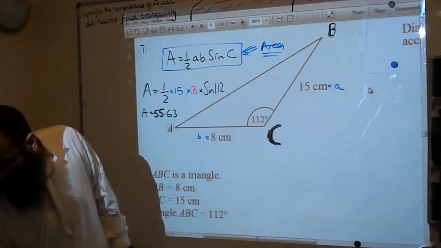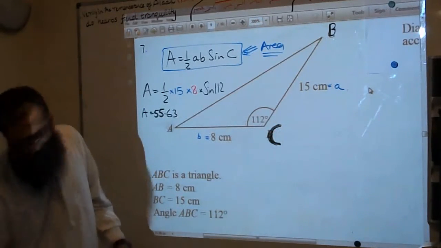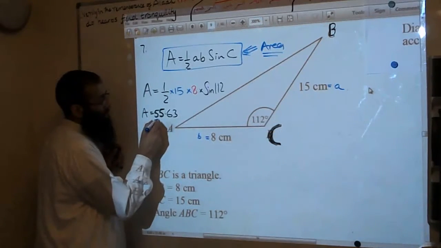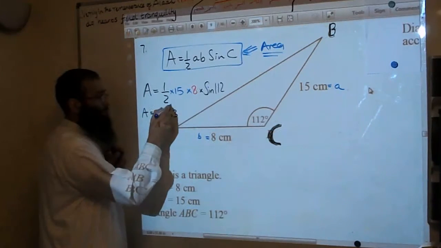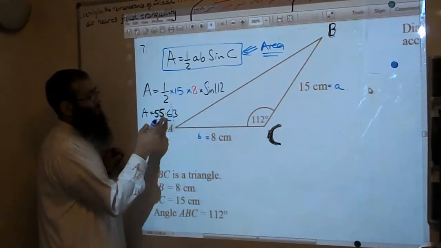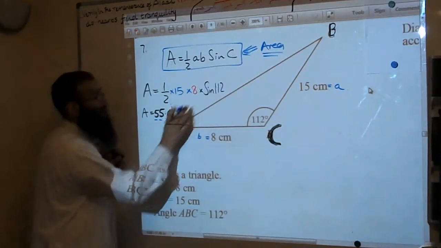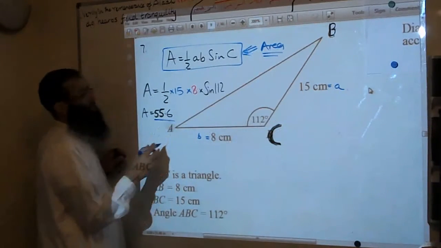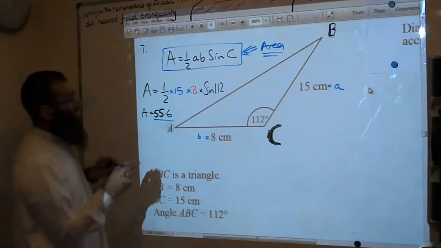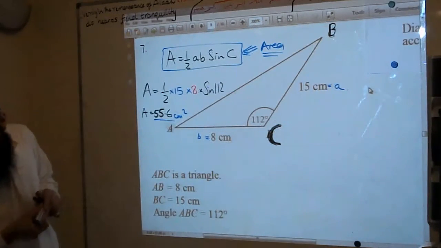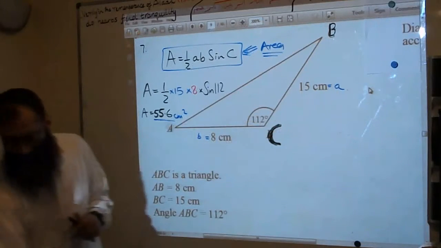55.63, and they've asked us to give it correct to how many significant figures? 3. So, 1, 2, 3 significant figures. That's the decider. It's less than 5, so you leave it alone. And there's my answer. So the area is 55.6 centimeters squared. There's a space on the bottom of the question for you to put the answer.